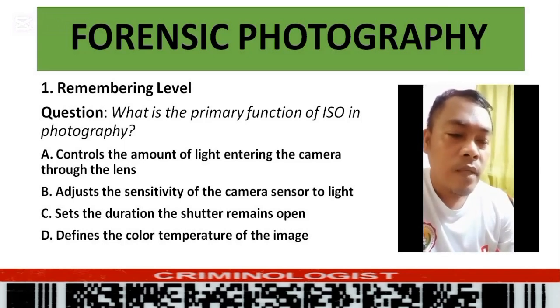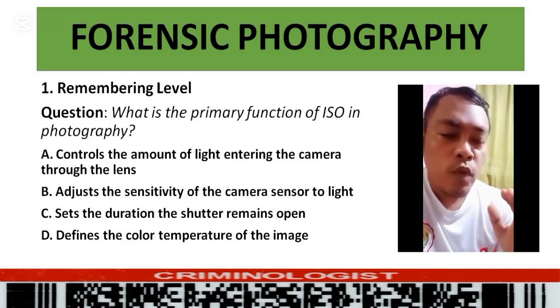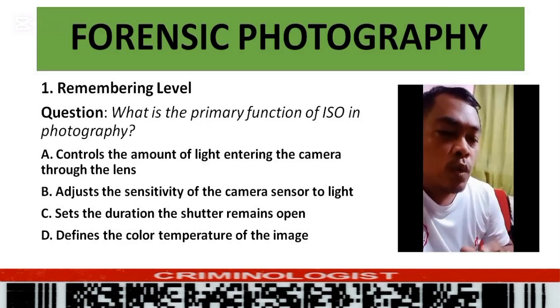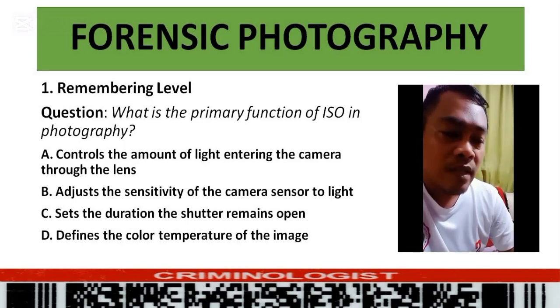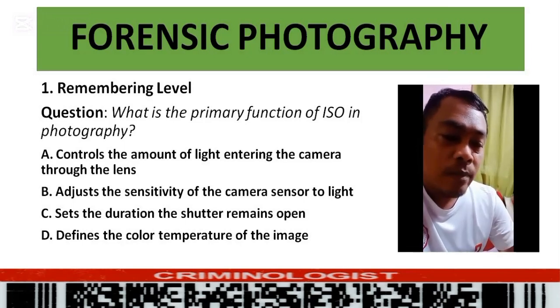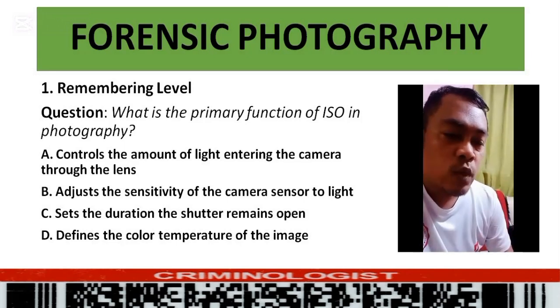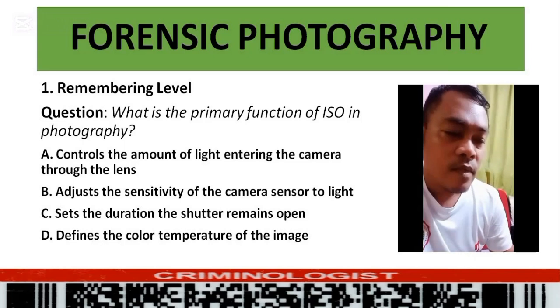For option letter B, that is correct. Why? Why is this option correct? Because ISO controls the sensor sensitivity to light, so affecting the brightness. So that is one of the functions of the ISO, control the sensor sensitivity to light. So that is correct, letter B.